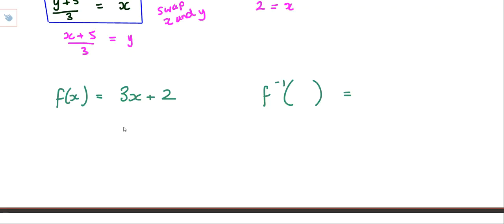So let's do it then. I've got y equals 3x plus 2, so it becomes y minus 2 all divided by 3 equals x. Before we swap, let's not swap yet, because I think a couple of people are struggling with why we swap it. I'm trying to explain.